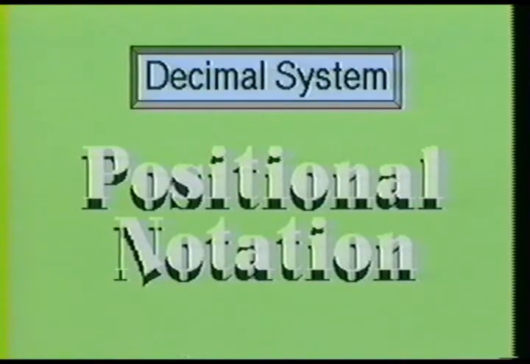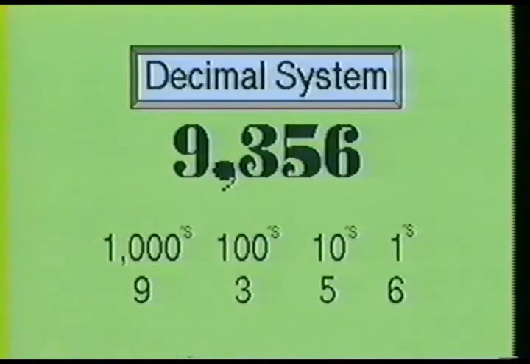The decimal numbering system also utilizes positional notation. This is the order of digits whereby the leftmost digit carries the largest value and the rightmost digit carries the smallest value. For example, the number 9,356 can be stated as having 9 1,000s, 3 100s, 5 10s, and 6 1s. The multipliers in this case, the 1,000, the 100, 10, and 1, are referred to as weights.